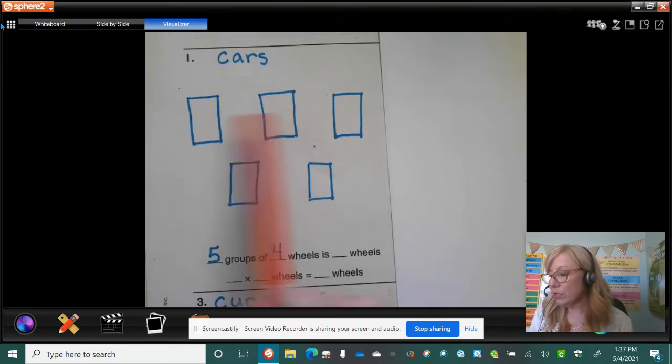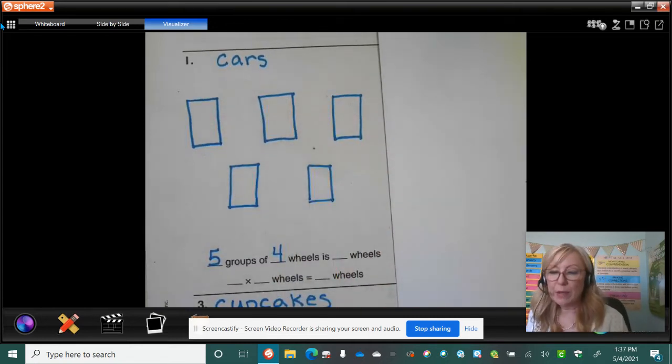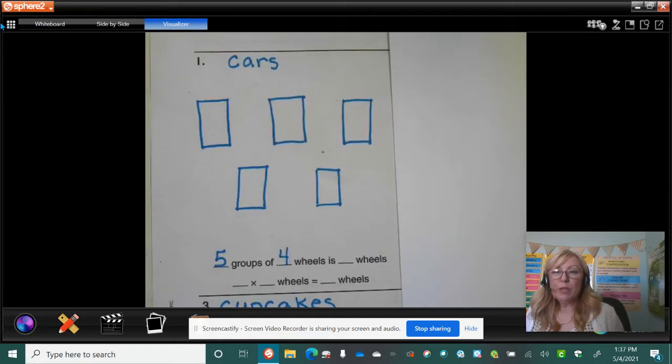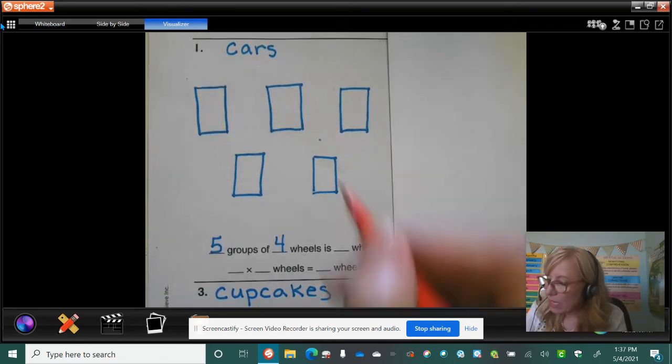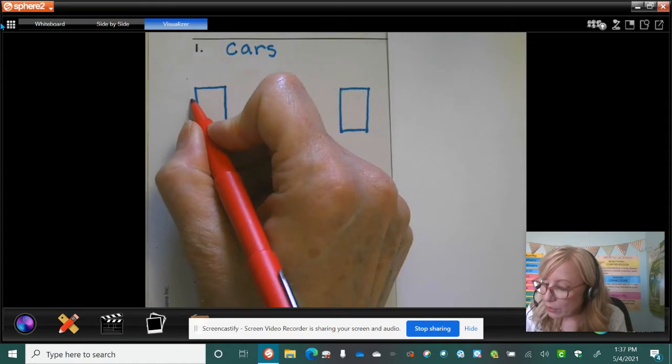So we're going to draw 1, 2, 3, 4, 5 rectangles, and those are our pretend cars. So you can hit pause and draw those rectangles, and then hit play again and come back to me. Okay, now that you've drawn your rectangles, we are going to put wheels on our cars, our rectangle cars. So how many wheels does a car have? Yes, 4 is correct. So let's draw 4 wheels on each car.